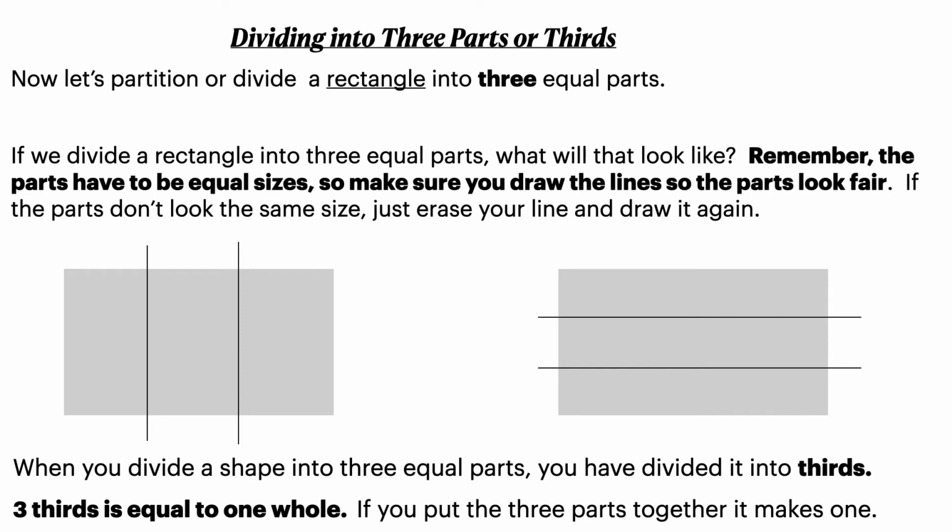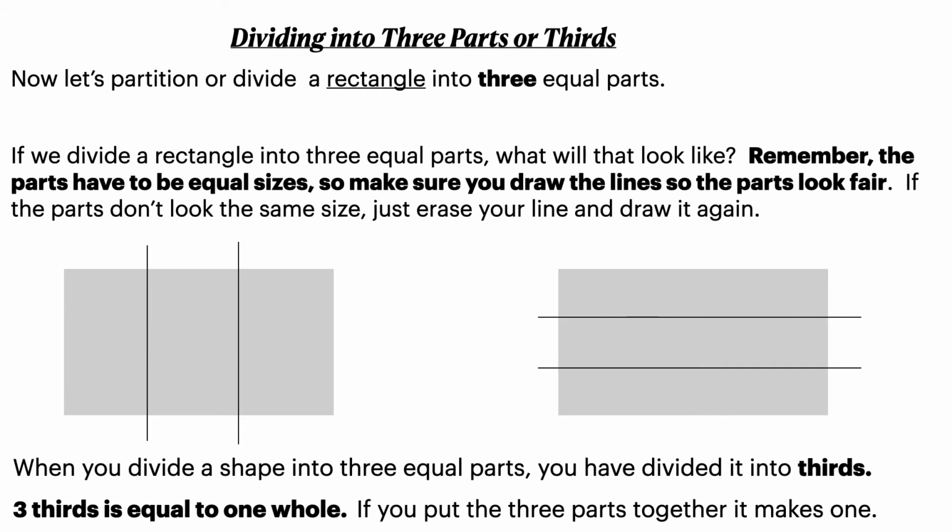Dividing into 3 parts or thirds. Now let's partition or divide a rectangle into 3 parts. If we divide a rectangle into 3 equal parts, what will that look like? Remember, the parts have to be equal sizes, so make sure you draw the lines so the parts look fair. If the parts don't look the same size, just erase your line and draw it again.